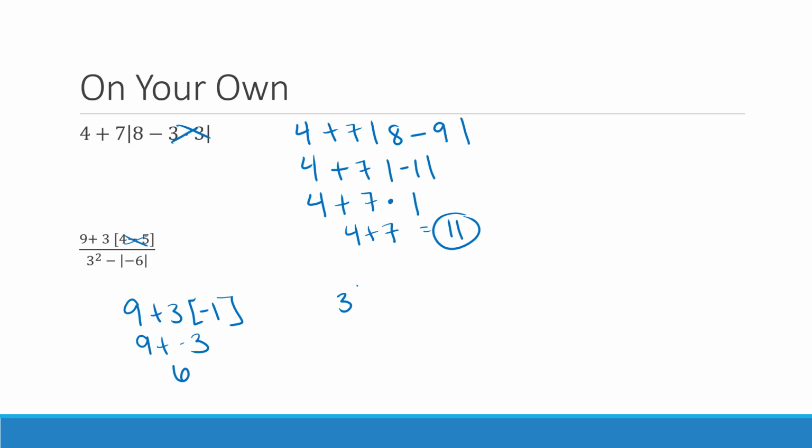Now let's do my denominator. It's almost like two separate problems here. I'm going to start with my grouping symbol, which in this case is my absolute value bars. That's going to change this to 3 squared minus positive 6. Now 3 squared is going to give me 3 times 3, which is 9. And 9 minus 6 is going to give me 3.